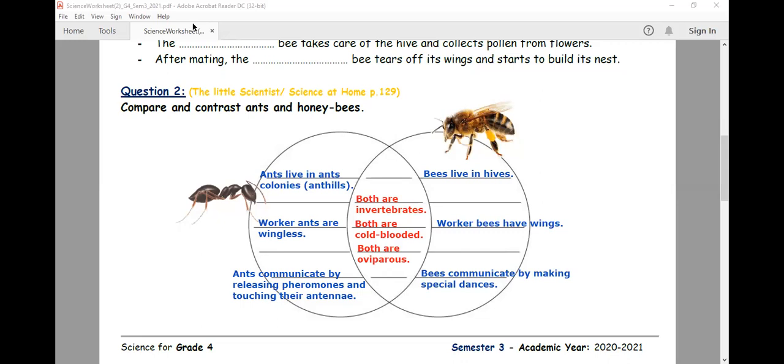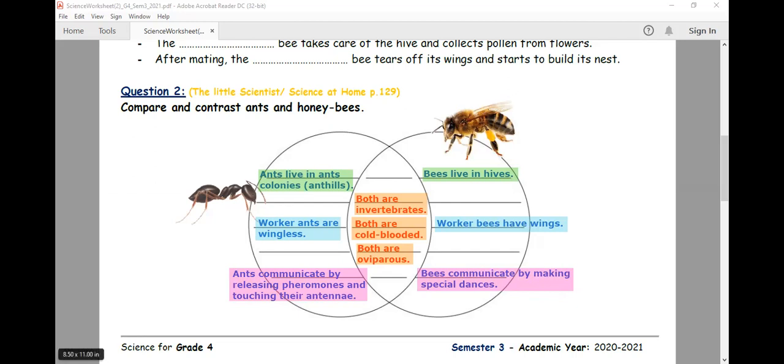Ants and bees share some characteristics. They are both invertebrates. They are both cold-blooded. They are both oviparous. They both breathe via holes in their bodies, but they are also different. For example, ants live in ant hills or ant colonies, while bees live in beehives. Worker ants do not have wings. Worker bees have wings. Ants communicate by making pheromones, like perfumes, chemicals. Bees communicate by making special dances. They are a bit different.